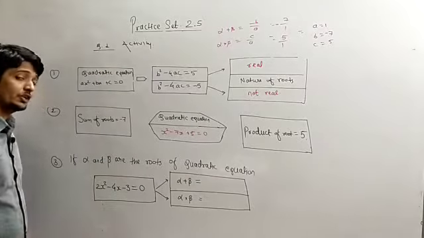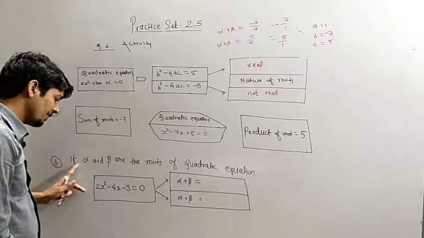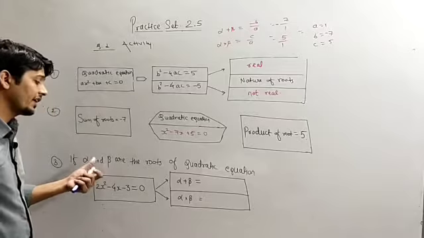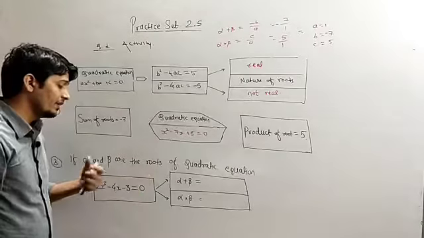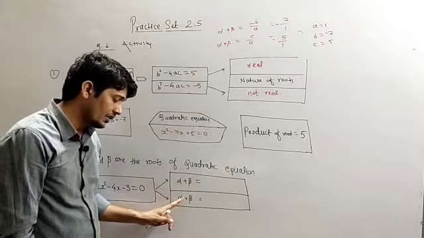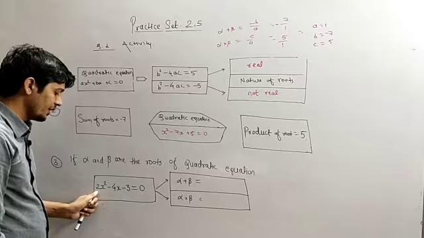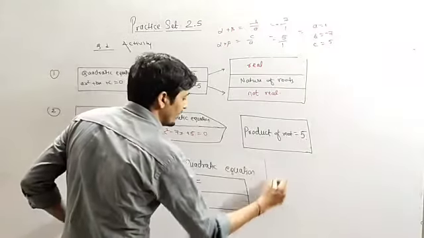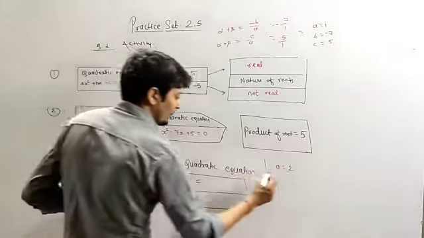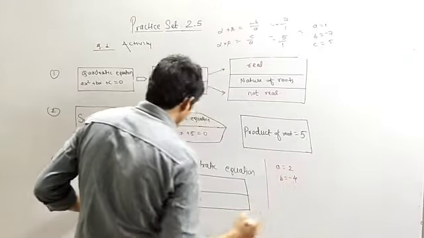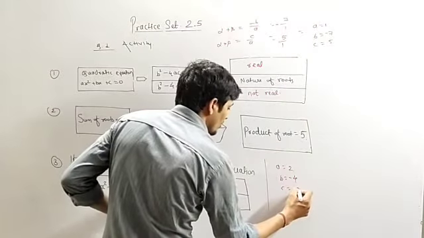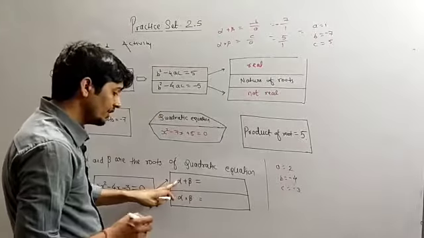Now we have the third problem. It says if alpha and beta are the roots of the quadratic equation, then we have to write their value, that is alpha plus beta and alpha into beta. So here we have a equals to 2, b equals to -4, and c equals to -3. So what is alpha plus beta?